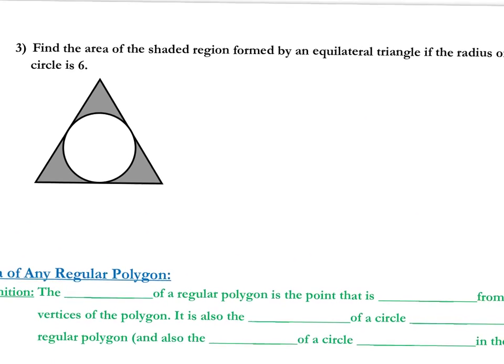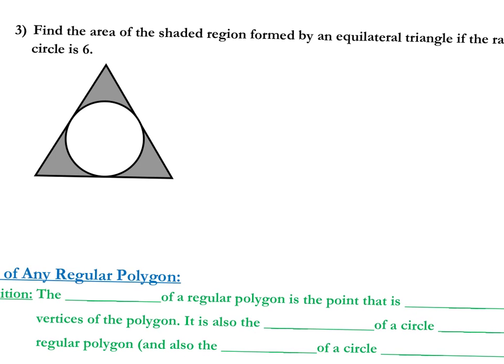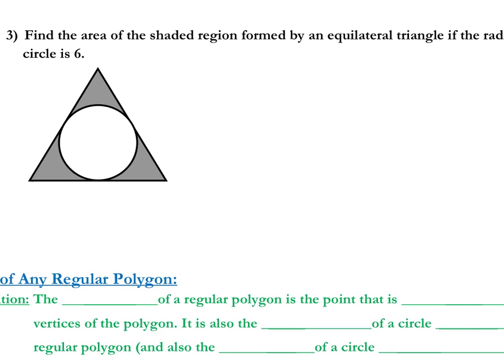So it says find the area of the shaded region formed by an equilateral triangle if the radius of its inscribed circle is 6. So first go ahead and write out how you're going to find the area. So area of the equilateral triangle minus the area of the circle, and then plug in the formulas. So √3/4 s squared minus pi r squared.